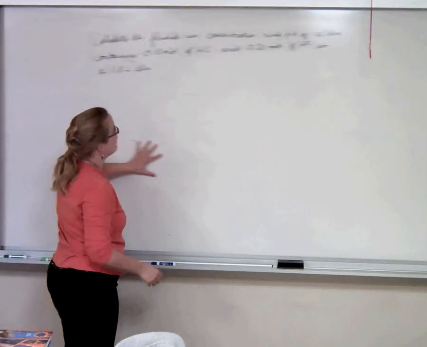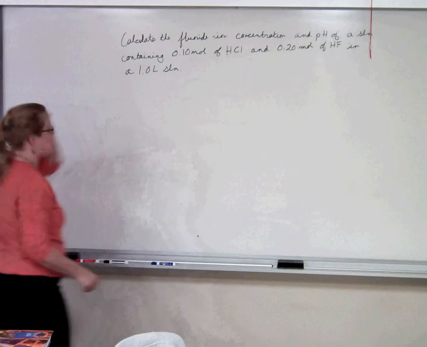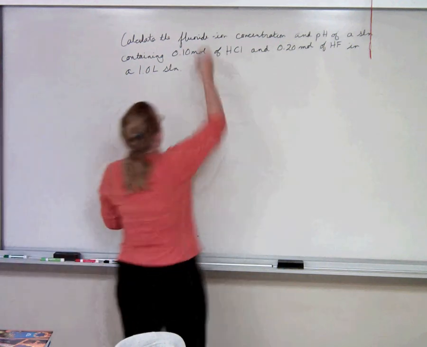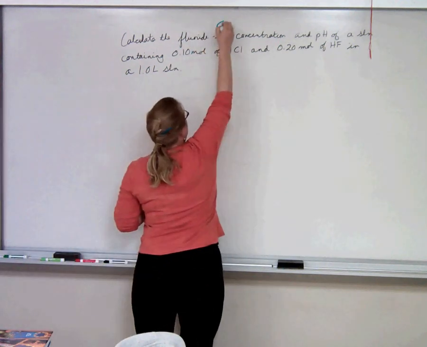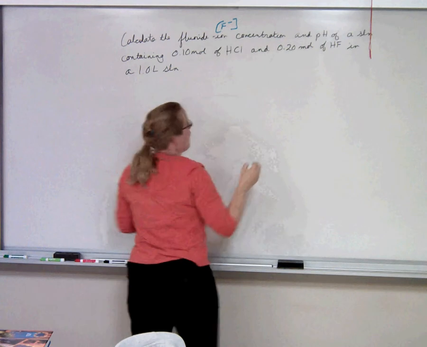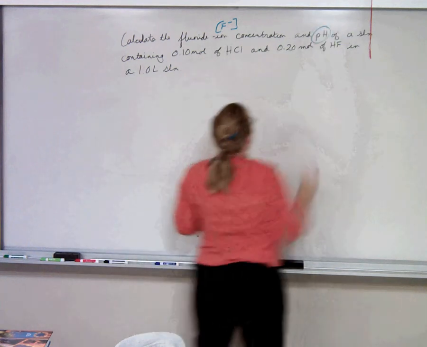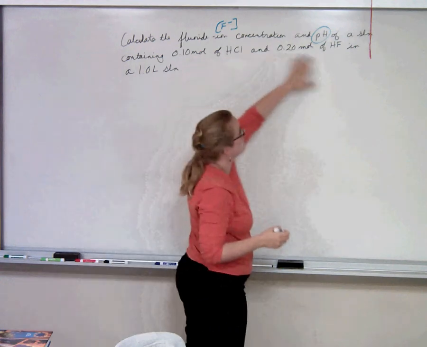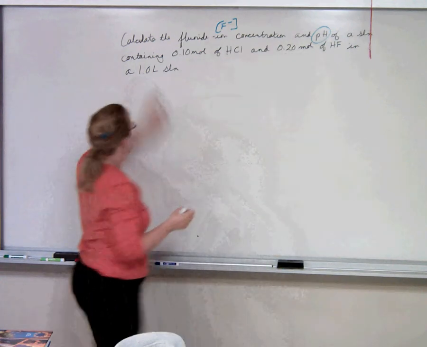Okay, calculate fluoride ion concentration and pH. Okay, so we got two things to do here. We need the fluoride ion concentration. What does that mean? That means something looks like this. And pH of a solution containing 0.1 moles hydrochloric acid and 0.2 moles hydrofluoric acid in a 1 liter solution.